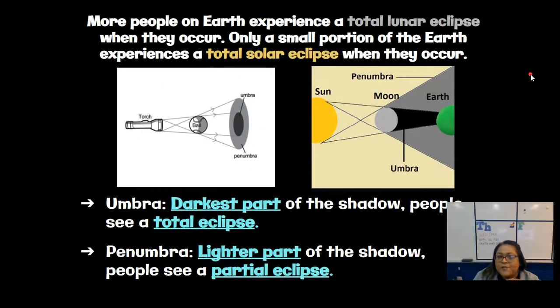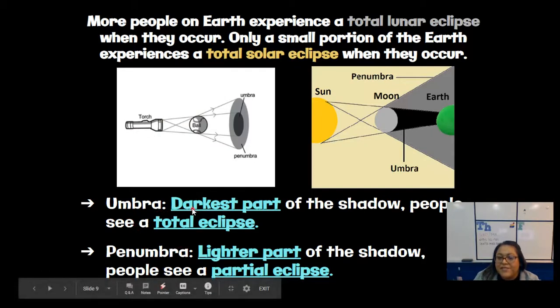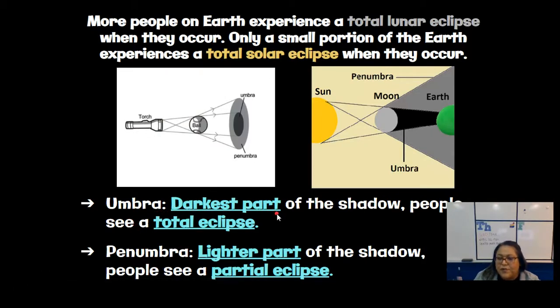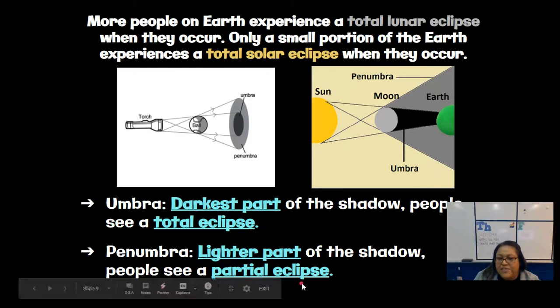So more people on Earth experience a total lunar eclipse when they occur. Only a small portion of the Earth experiences a total solar eclipse when they occur. So if we're learning these words, umbra and penumbra, umbra is the darkest part of the shadow. That's where people will see a total eclipse. Penumbra is the lighter part of the shadow where you would see a partial eclipse.